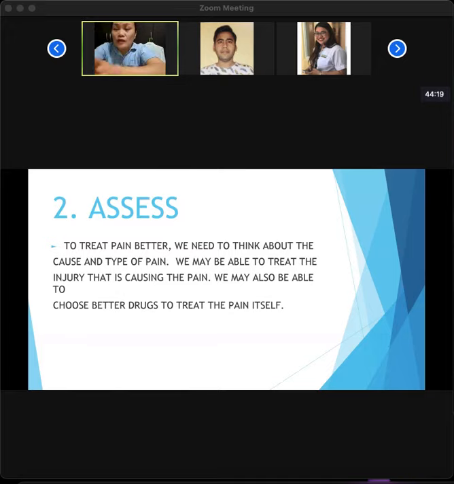And then next one is to assess. Okay? To treat pain better, we need to think about the cause and the type of pain. We may be able to treat the injury that is causing the pain. We may also be able to choose better drugs to treat the pain itself. That's why you have to assess. That's why you have to know the classifications of pain for you to diagnose the patient and then treat the patient properly. Okay?